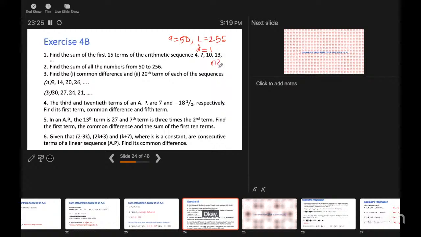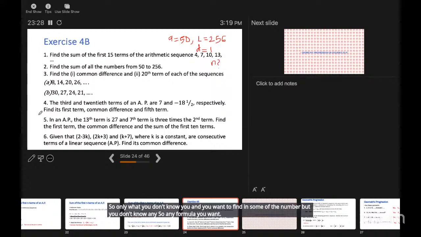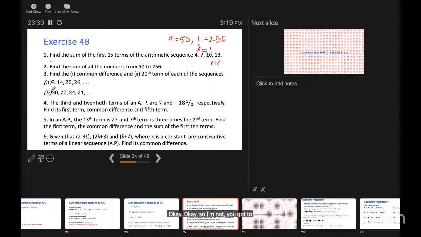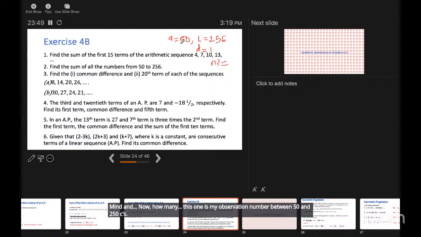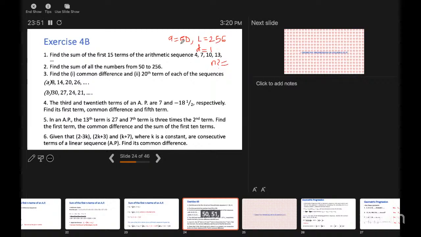Okay, sir, don't worry. I'm eager to understand 207. Sir, please explain how you got it. Find N. Now, how many numbers are there between 50 and 256? This one is by observation: 50, 51, 52, up to 250, 251, 252, 253, 254, 255, 256. How many numbers are there?